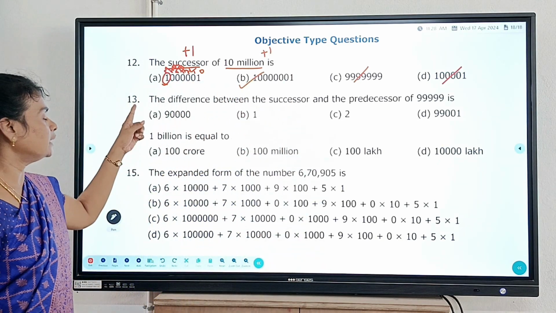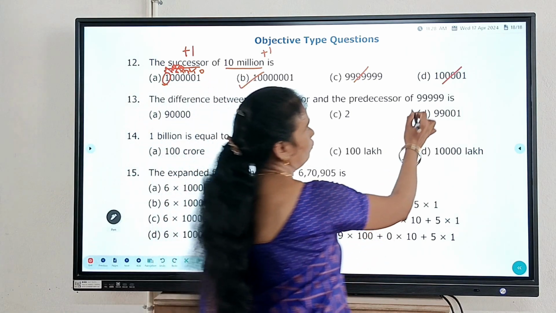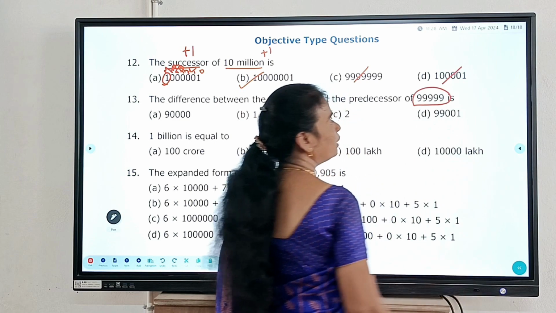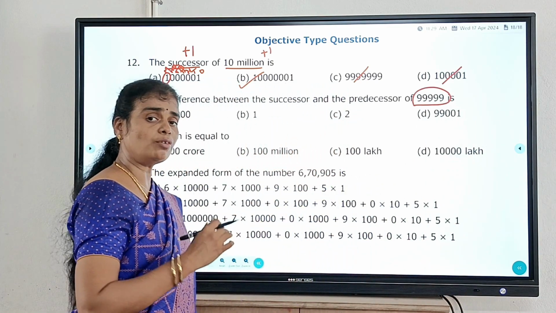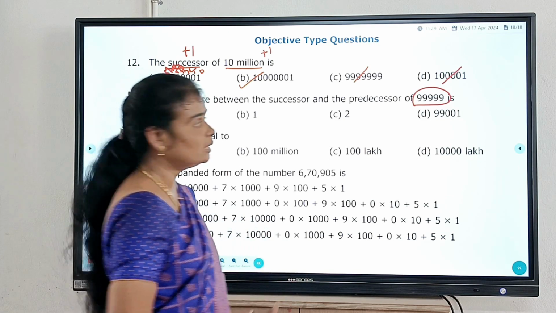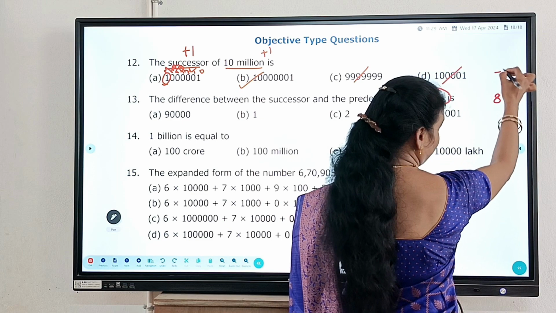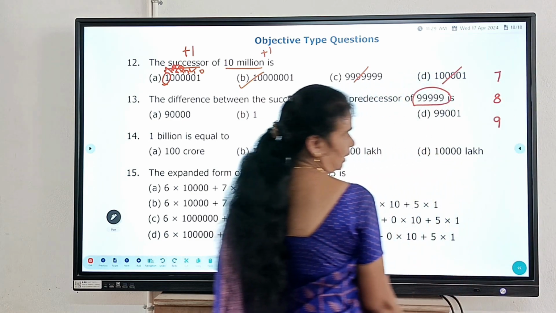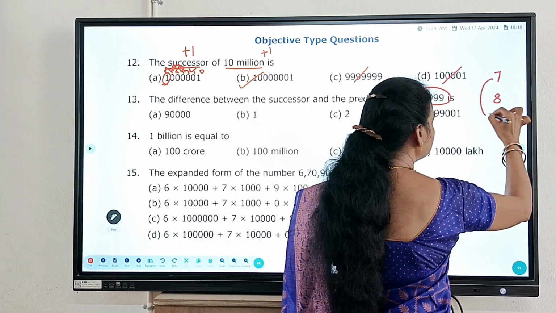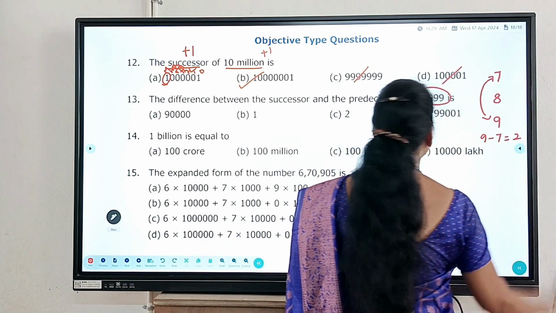The second one: the difference between the successor and predecessor of this particular number is. What is the difference between the successor and predecessor of any number? It is going to be the same. For example, as I told you, the predecessor for 8 is 7 and the successor for 8 is 9. What is going to be the difference between these two numbers? That is 9 minus 7, which is always going to be 2.